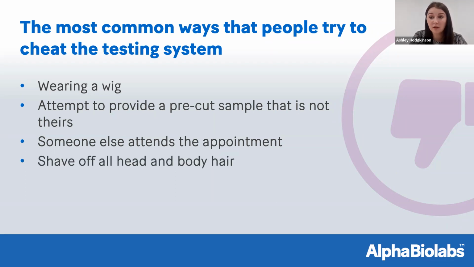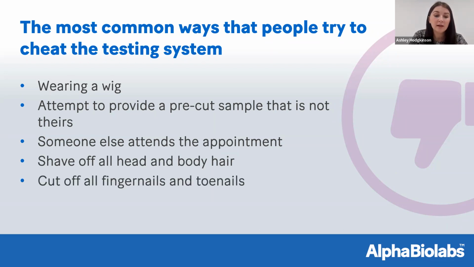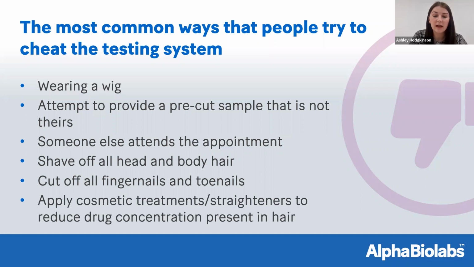They'll shave off all the head and body hair. So if you were listening earlier, you'll know that nails would be the next option for us. And there are some other things that we can look into, other methods of testing if needed, but nails would be the next ideal in that scenario. They may also cut off all the fingernails and toenails as well, if they know what we're about and they know that we're coming. Like I say, there are other options, but we do see that as well.